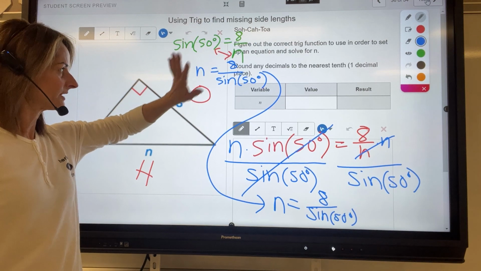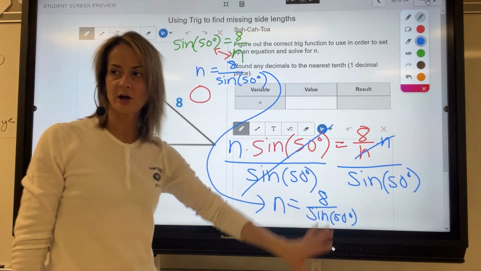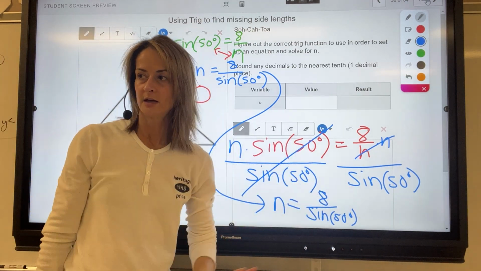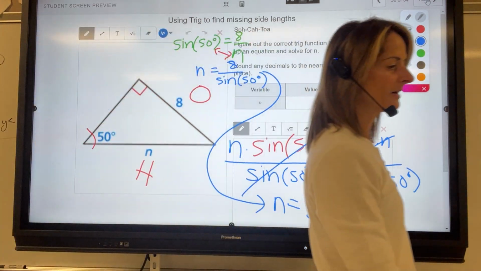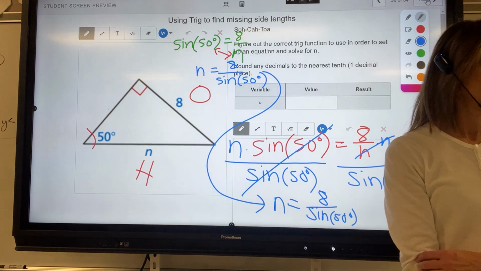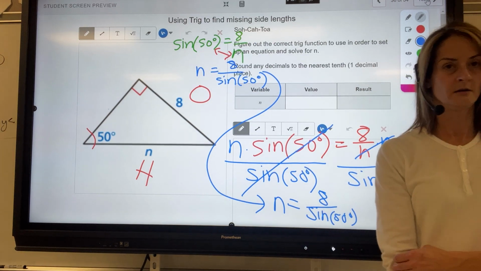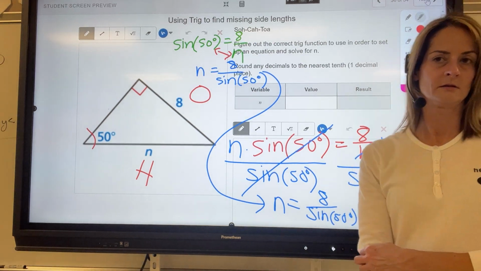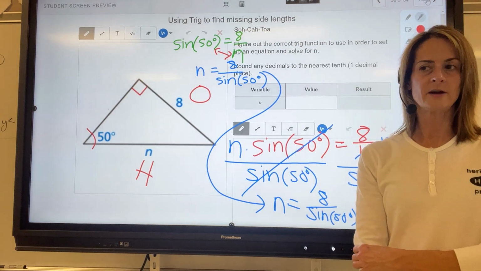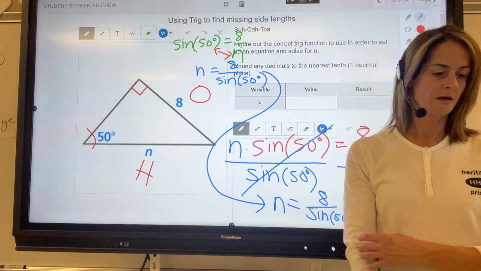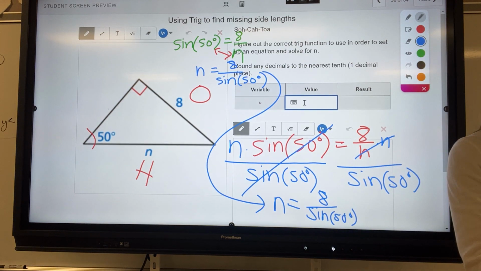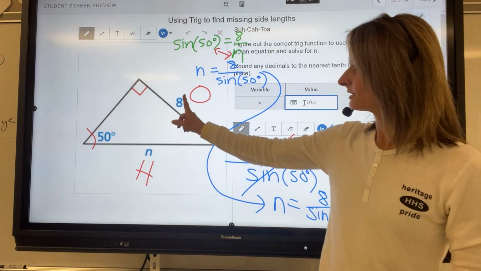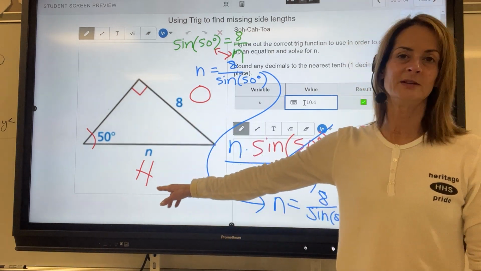If you don't like that, if you think that's confusing, if you prefer to just do it the regular algebra 1 way, you can go right ahead. Everything will be the same. Take that in the computer and what do you get? 8 divided by the sine of 50. Eight divided by the sine of 50, what is that? 10 point 4. That seems like a reasonable answer because this long side here is 8 and the hypotenuse has to be longer than 8.